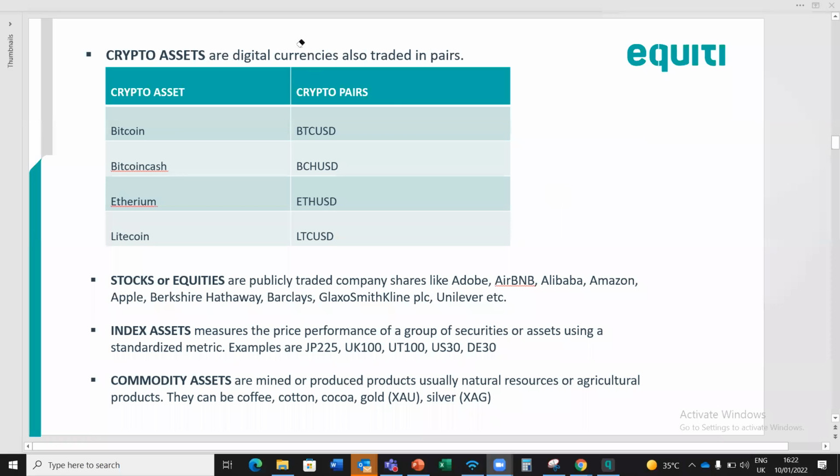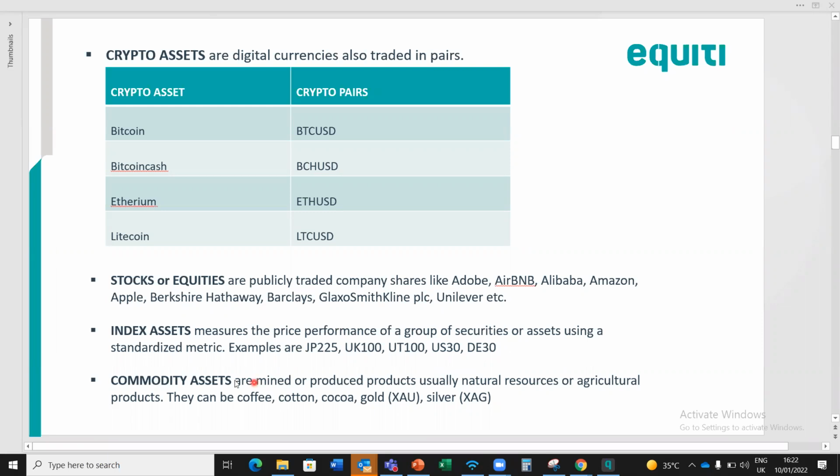When you look for Dow Jones, you think of US 30, 30 companies that are put together in a basket, and then we're able to trade the price performance of these 30 company shares or stocks put together in one basket. And then we have the DE30, which is also called the German index. All of these and even more are index assets that traders can find opportunities in and make the most out of such markets.